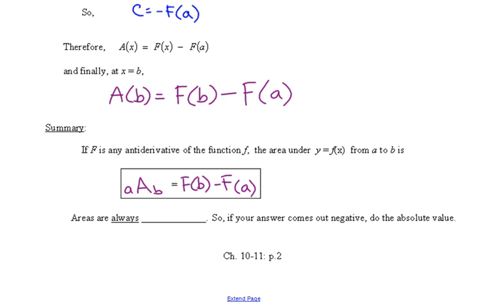And areas, thank you, always positive. So if it's under the curve, it actually will come out negative. So if it does come out negative, we take the absolute value. Area is positive. Okay, let's do an example.